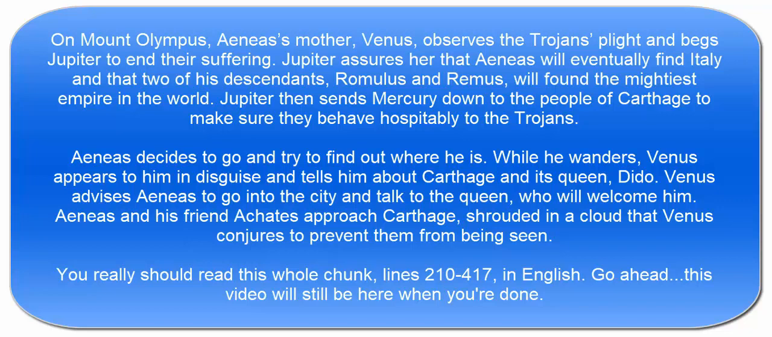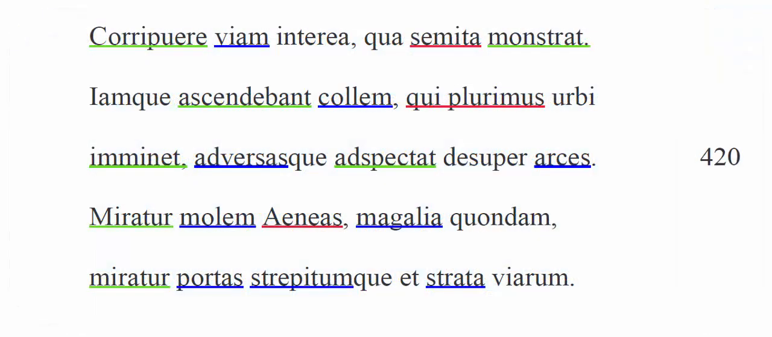Along the way, also, Venus regales Aeneas with the story of Dido's history, which is very important to us, because we need to know who Dido is in this version. And so, as we rejoin Aeneas here in line 418, he and Achates are on the way to Carthage.